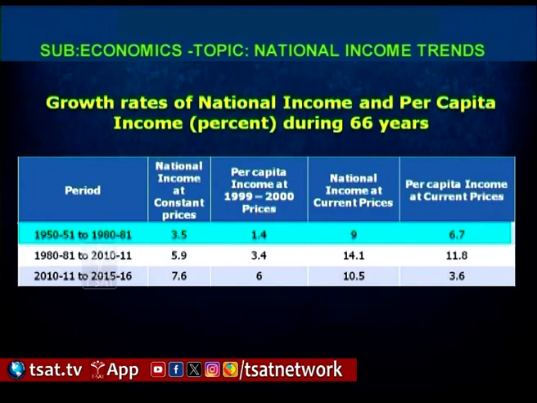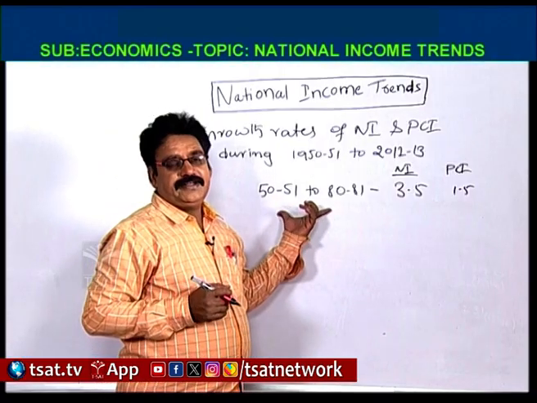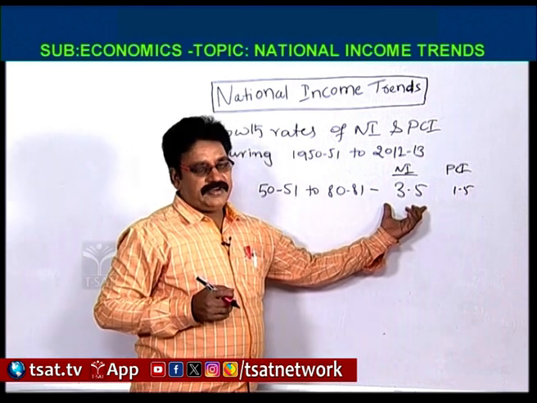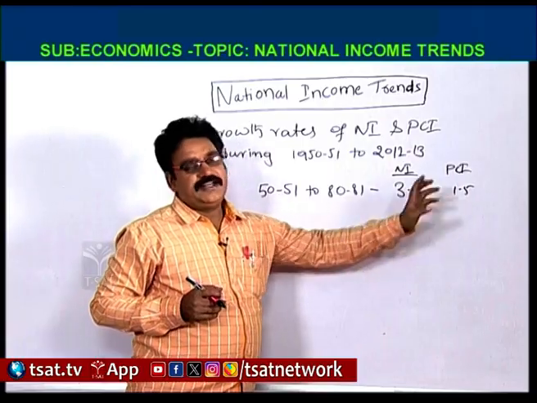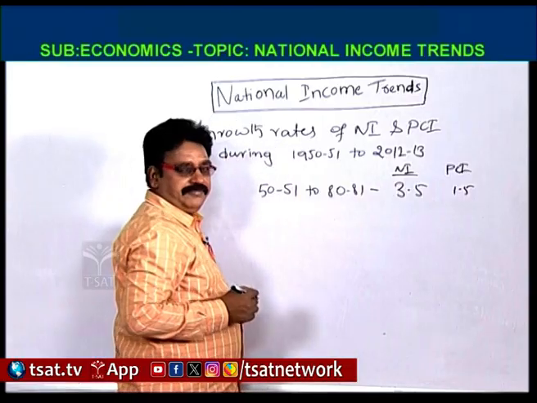Why is there a difference between these two? The population was increasing at a faster rate during this period. So the growth rate of national income was high, but it was not reflected in per capita income, which increased at only 1.5%.